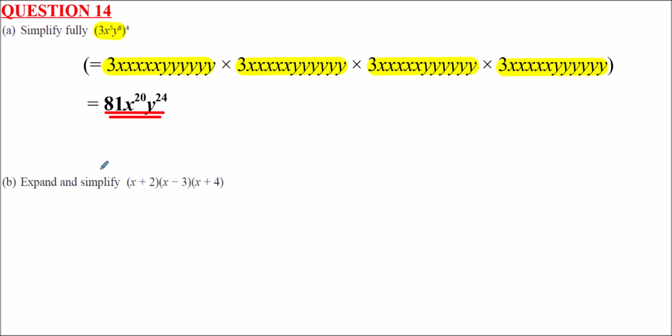This one here, expand and simplify (x + 2)(x - 3)(x + 4). So multiplying out 3 brackets in a row.